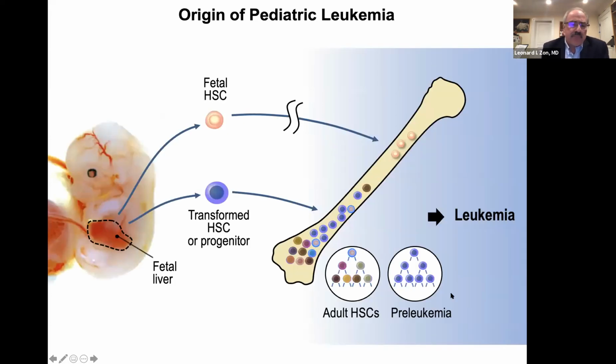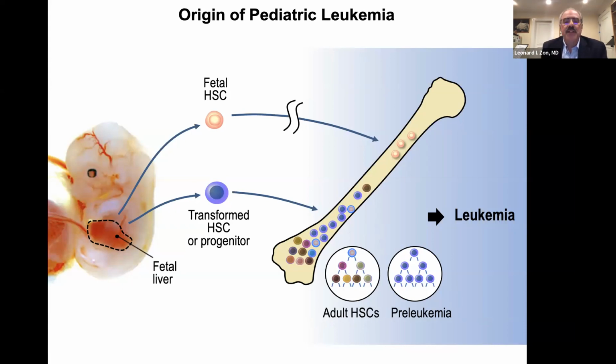So I wanted to tackle the origin of pediatric leukemia question. If you think about the fetal liver, that is the major site of blood development during fetal life. And it's been thought for many years that fetal hematopoietic stem cells are selectively removed in some way after birth. And these are replaced by adult hematopoietic stem cells, which will drive blood formation in adulthood.